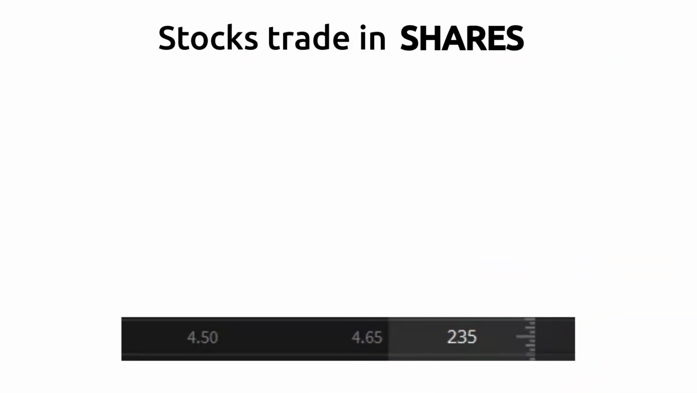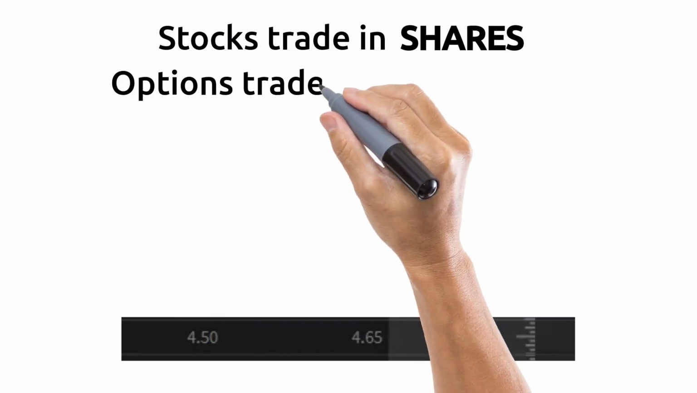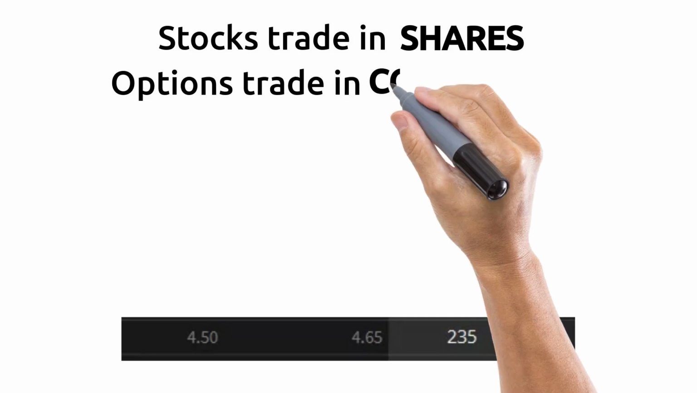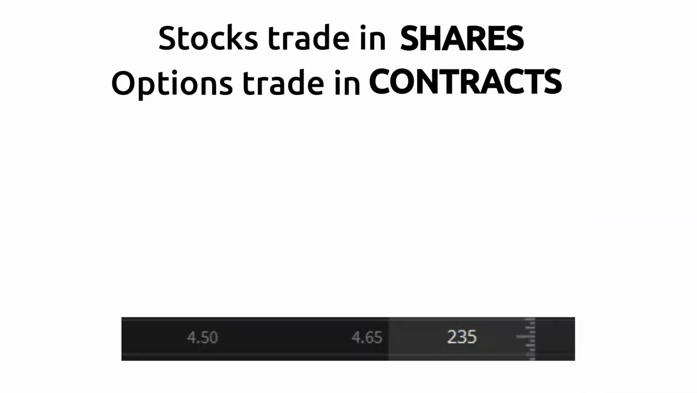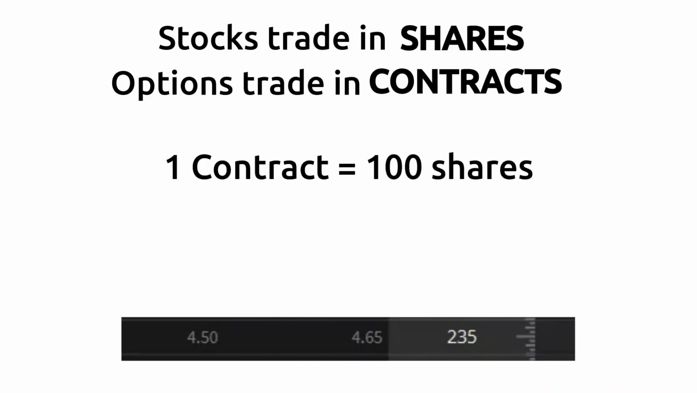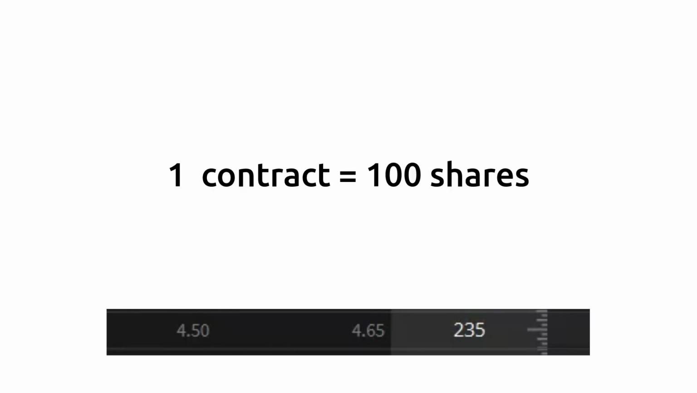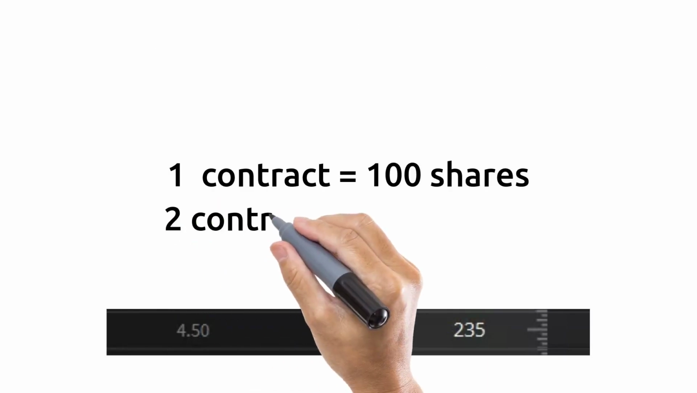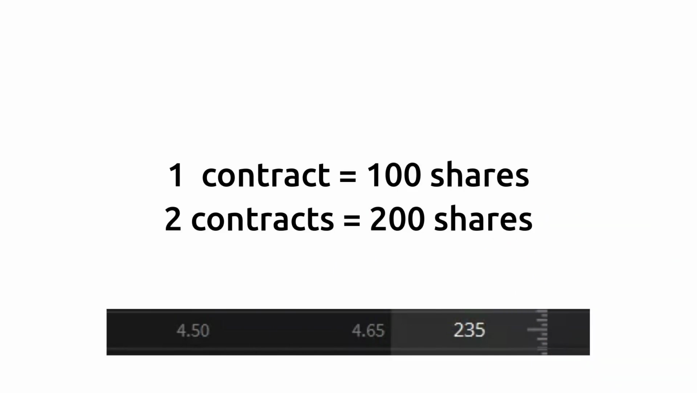Stocks trade in shares, but options trade in contracts. One option contract is going to control 100 shares of stock. Remember, a call option gives us the right to buy stock at its strike price at a later date. So if we wanted the right to buy 100 shares of stock at a later date, then we would have to purchase one option contract. But if we wanted the right to buy 200 shares of stock at a later date, then we would have to purchase two contracts. That's what we mean when we say one contract controls 100 shares of stock.